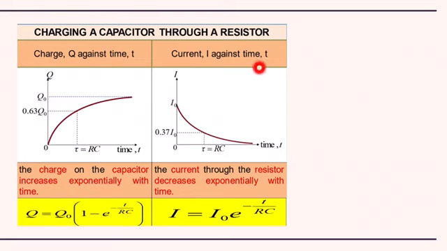While current against time t is decreasing exponentially with time, the equation is given by I equals I0, which is I maximum, times e to the power of negative t over RC, where R is the resistance and C is the capacitance.